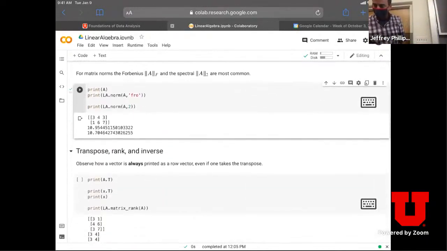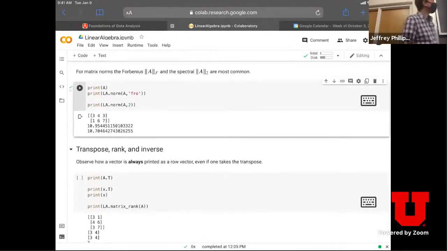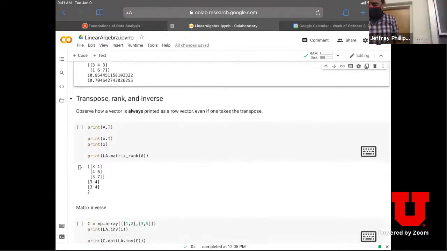Okay, I can do matrix norms, right? And again, the fro or the 2, and it gives me slightly different answers. The Frobenius norm is bigger here. It turns out it's not much bigger in this case, and we'll understand why a bit later in class.